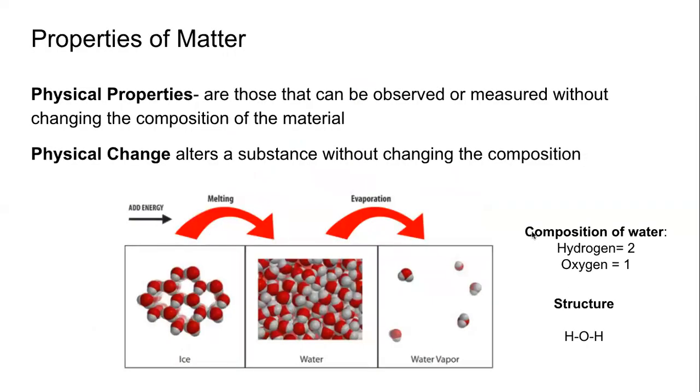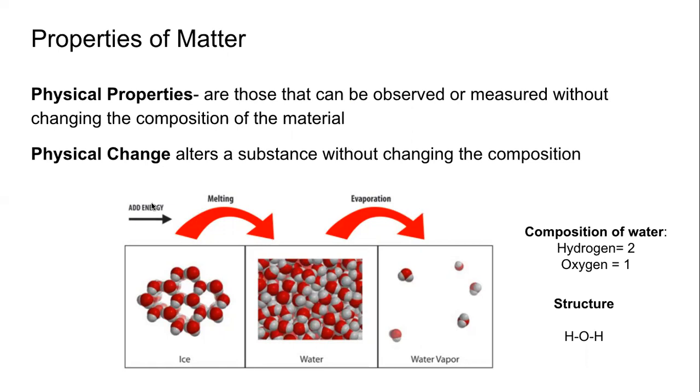So after we define the states of matter, we're going to talk about some properties of matter. And we're going to talk about first the physical properties. And these are those that can be observed or measured without changing the composition of the material. Remember, the composition is exactly what atoms make up that matter. So when we talk about physical properties, we're going to talk about physical changes as well. And these physical changes alter a substance without changing the composition.